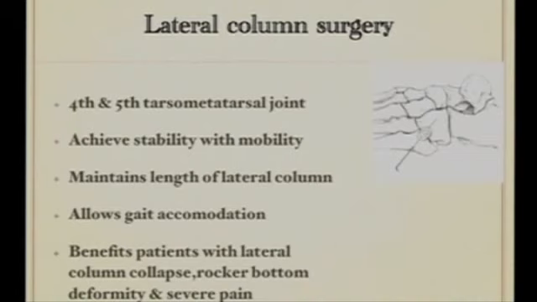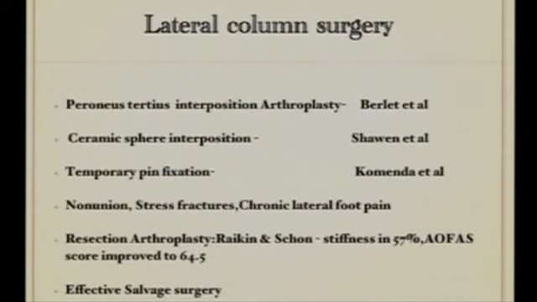In the lateral column surgery, it's basically to achieve stability with a little bit of mobility, because that's how the lateral column is naturally. But you want to maintain the length. The whole idea is to maintain the length yet maintain mobility, so that it allows a little bit of gait accommodation. In the lateral column, again, you could use peroneus osseous, a ceramic sphere, or temporary pin fixations to achieve that purpose. But it's effectively a salvage surgery.